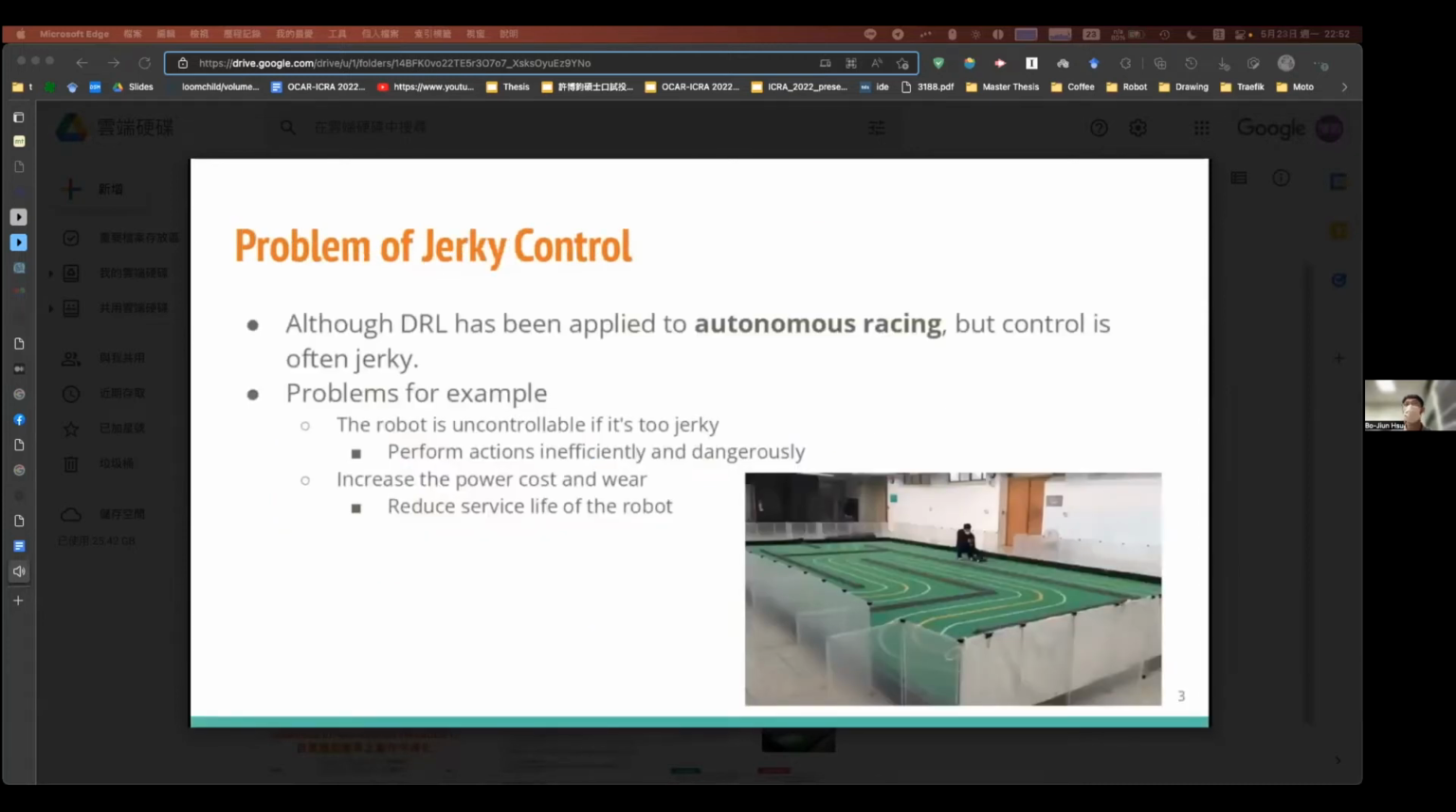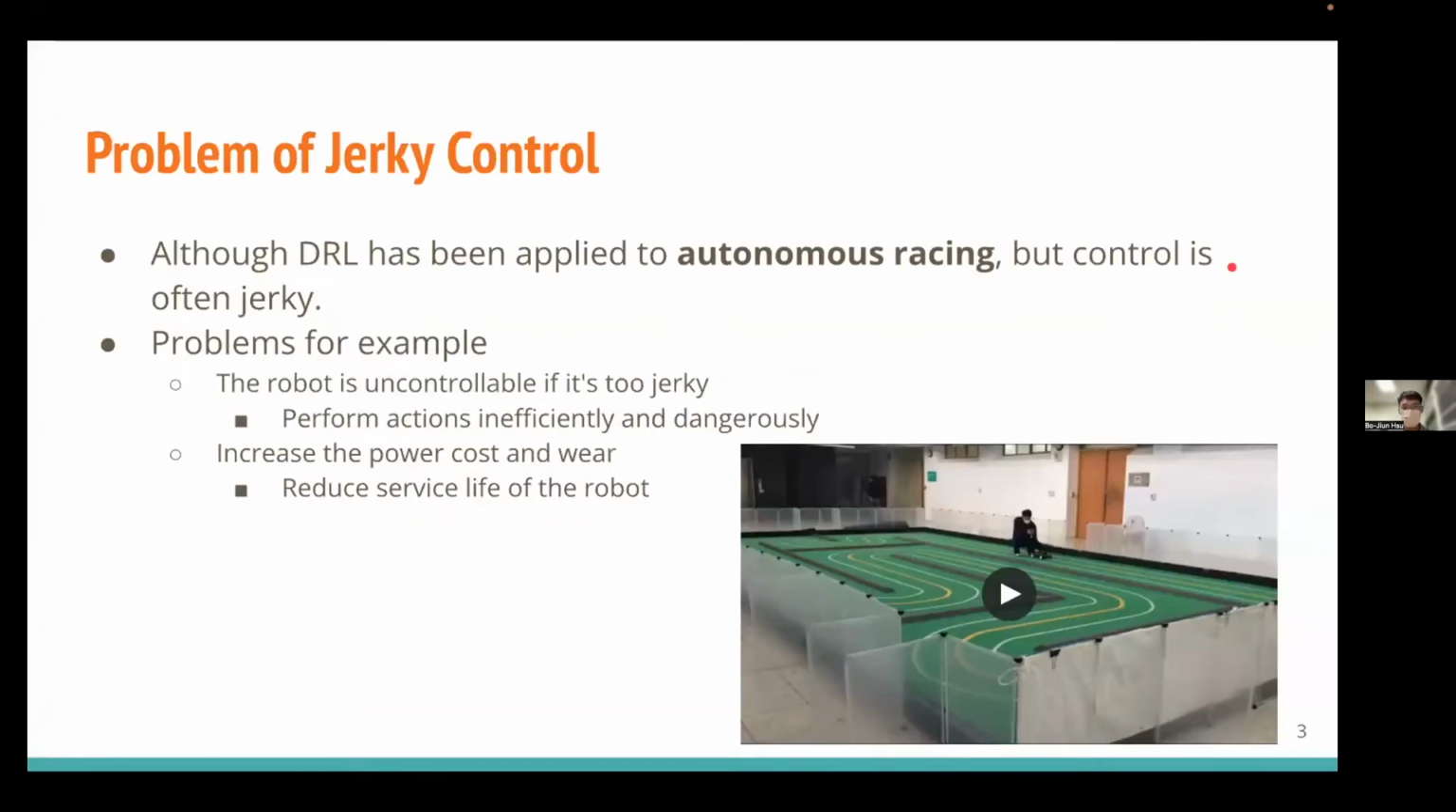However, there are still a lot of problems when applying deep reinforcement learning to autonomous racing tasks. Jerky control may cause control inefficiency, damage, and other problems. The video shows the jerky control problem when applying deep reinforcement learning to autonomous racing.